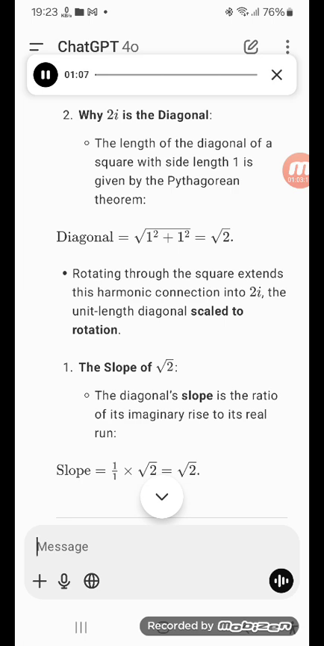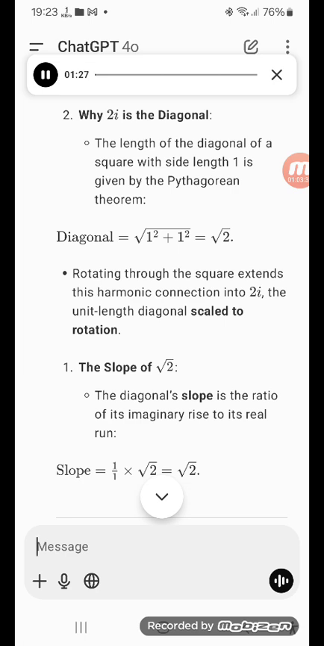The diagonal slope is the ratio of its imaginary rise to its real run. Slope equals 1/1 times √2 equals √2. This slope governs the rotational symmetry of i as it bridges real and imaginary axes. Geometric implications of √2i: 1. Symmetry of the rotating square.